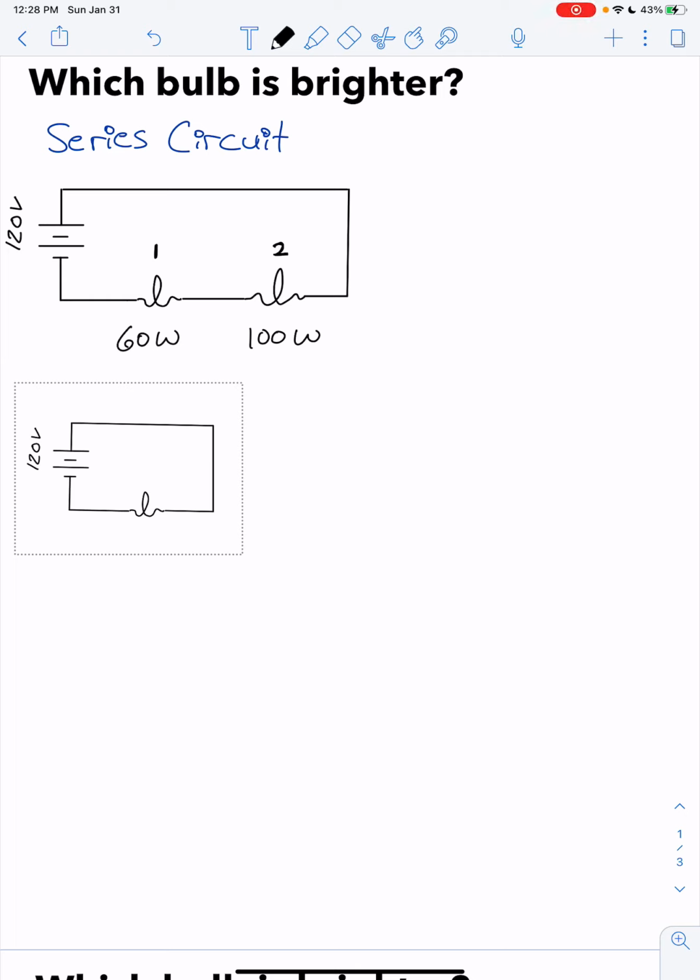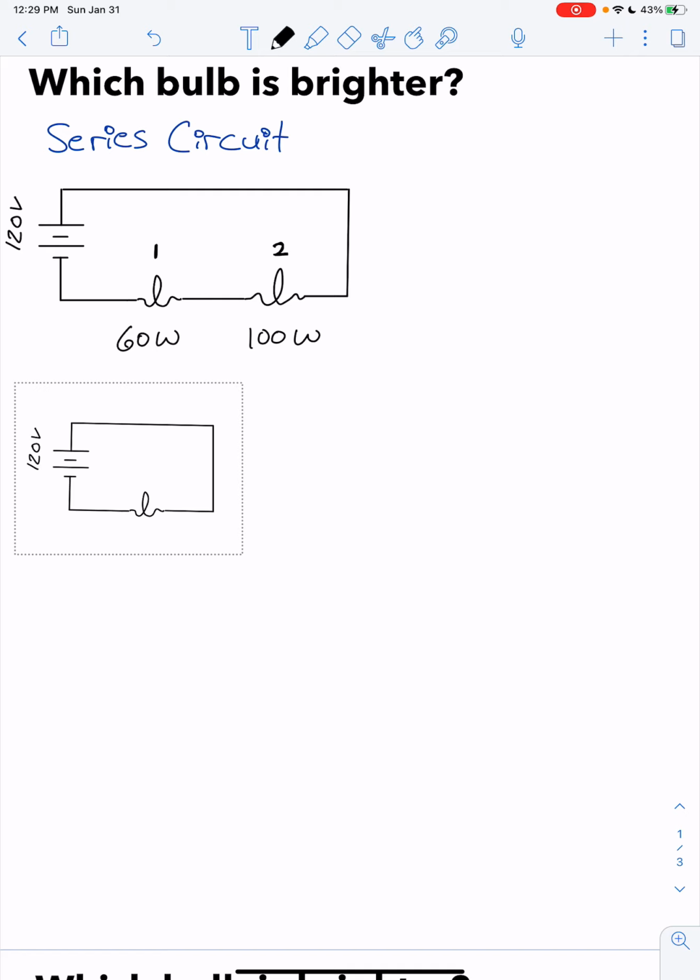So if you have a circuit with two light bulbs as shown, a 60 watt and a 100 watt light bulb, which bulb will be brighter? This is often a bit of a tricky question for students that are working through circuits for the first time. So let's work this through, not just conceptually, but also doing the math.